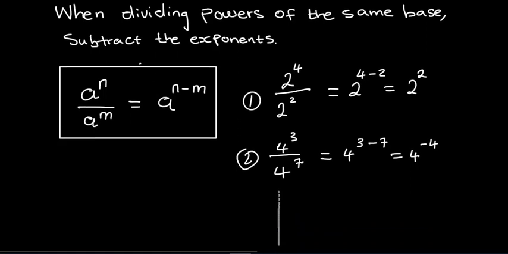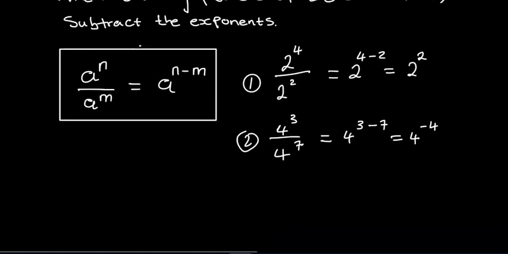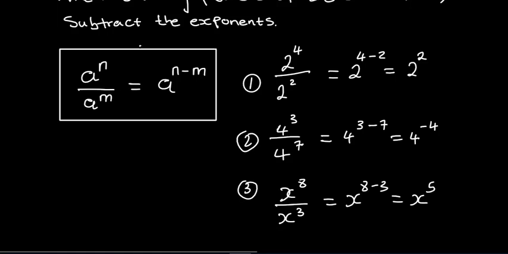But you can also have variables. For example, you might have x to the exponent of 8 divided by x to the exponent of 3. This will give rise to x to the exponent of 8 minus 3, and that is going to be x to the exponent of 5.